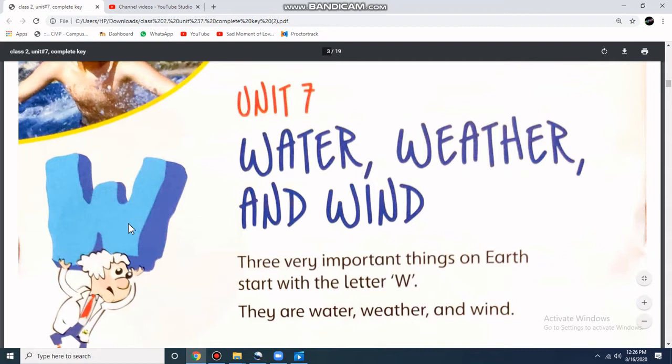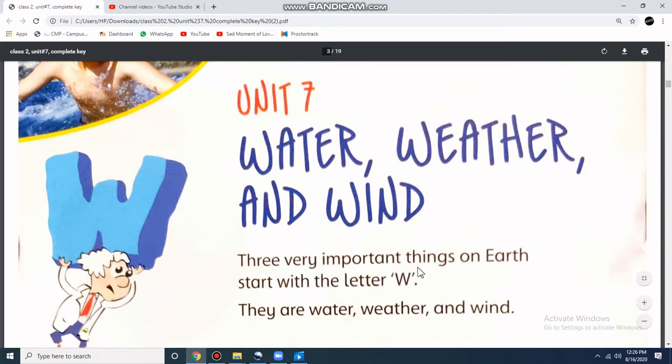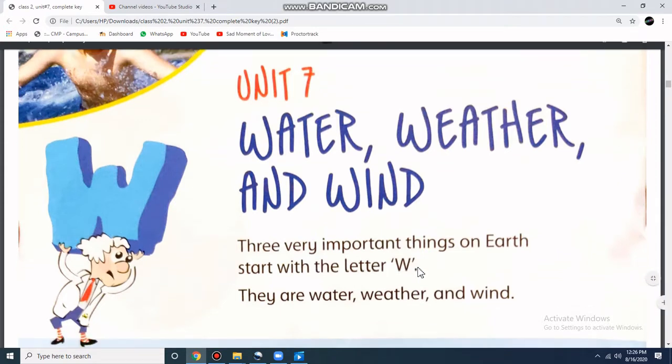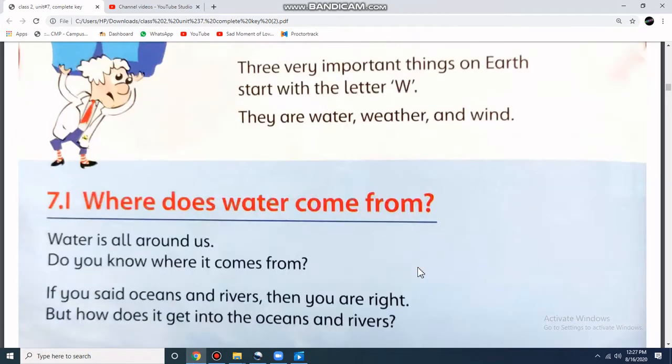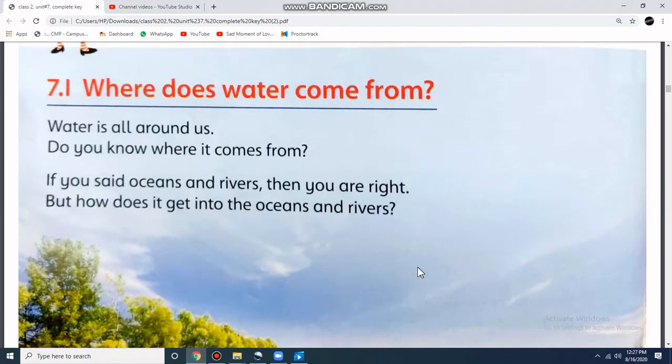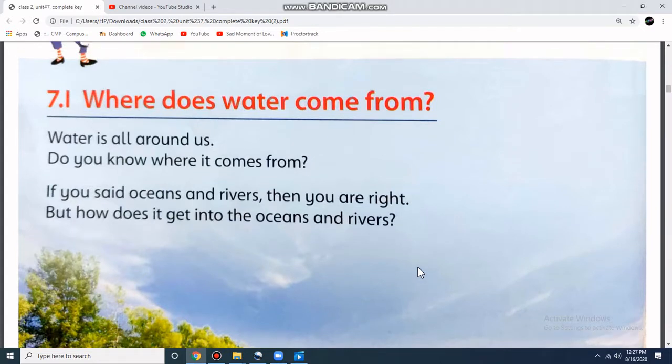Look at the left side. Yes. So every important thing on earth starts with the letter W. They are water, weather and wind. 3 most important things which start with the W, and it's your unit 7, water, weather and wind, right? Okay, 7.1, where does water come from?